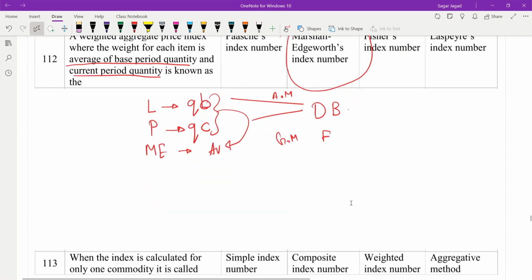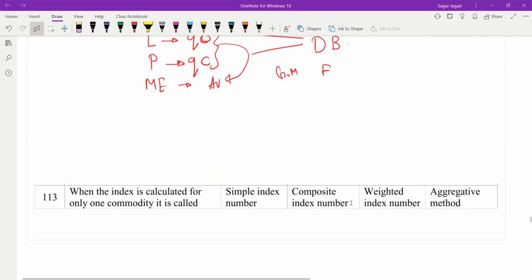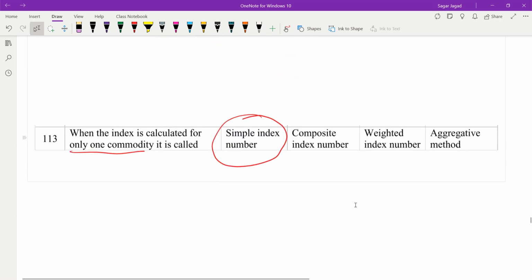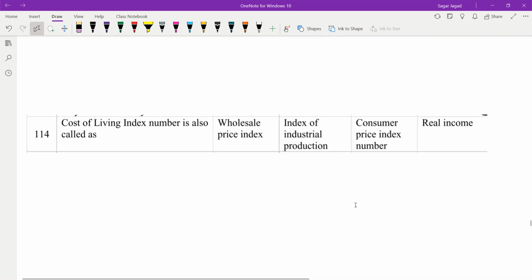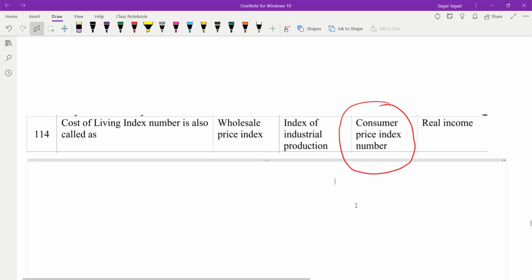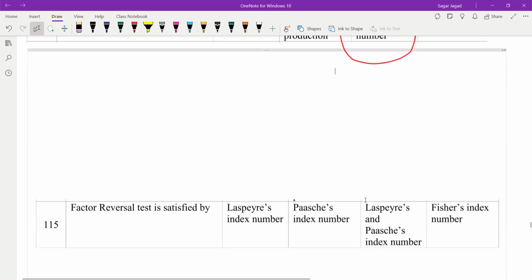Okay, so let's go for the next question. When the index number is calculated for only one commodity, it is called a simple index number. If it is for more than one commodity, it is called a composite index number. Okay, let's go for another question. The cost of living index number is also called what? The cost of living index number is also called the consumer price index number. It is also one of the direct questions that we could answer. Let's go for the next question.